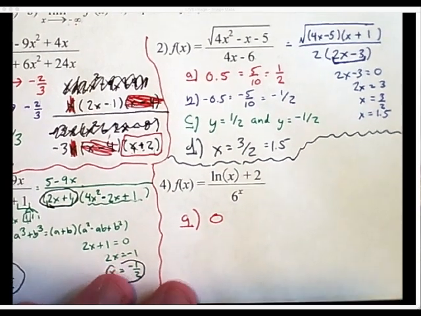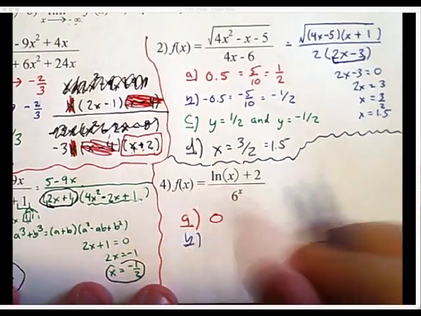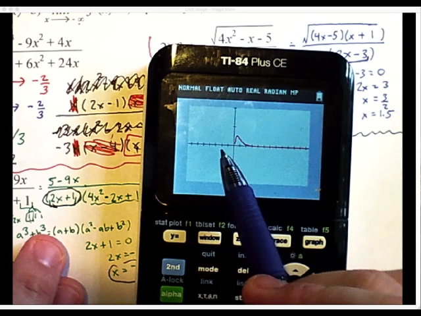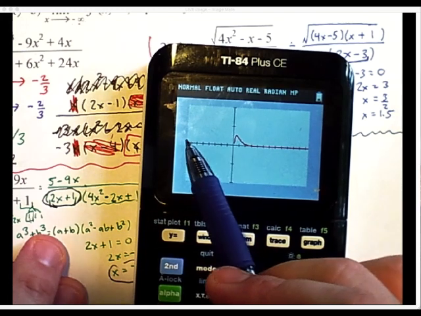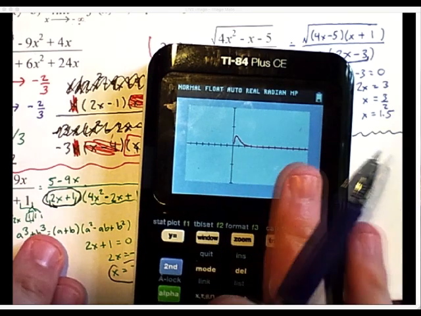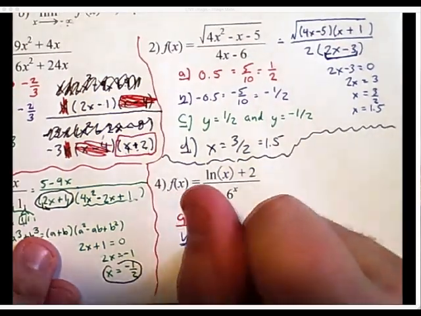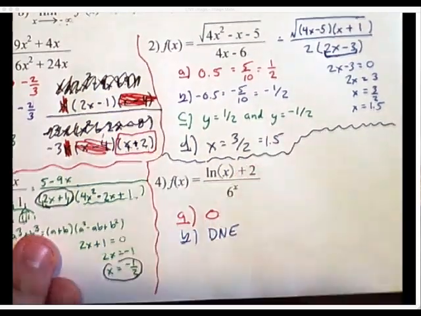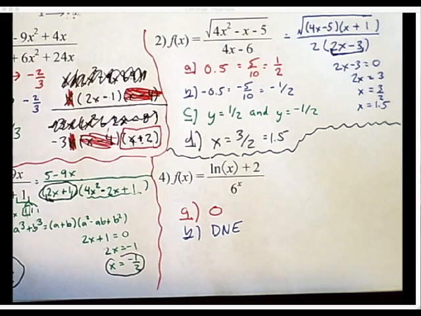Okay. Now what about part B? What happens as I approach negative infinity? Well, there's no part of the graph over here. Okay, so the limit as I approach negative infinity, the limit doesn't exist because the curve doesn't exist over there. So part B does not exist.